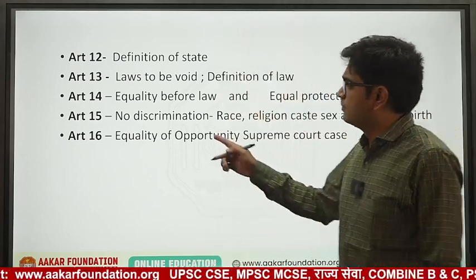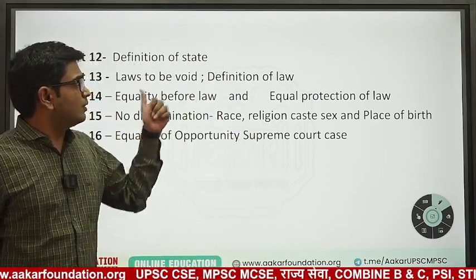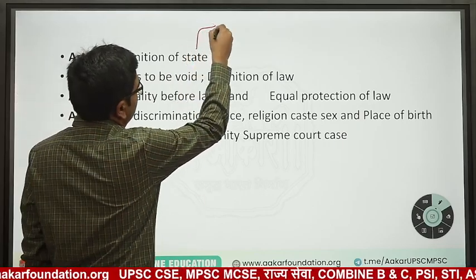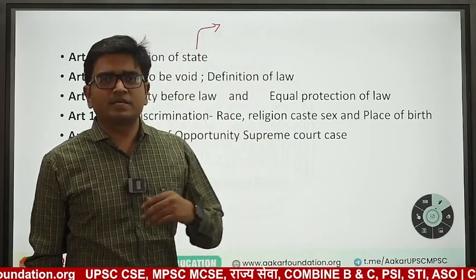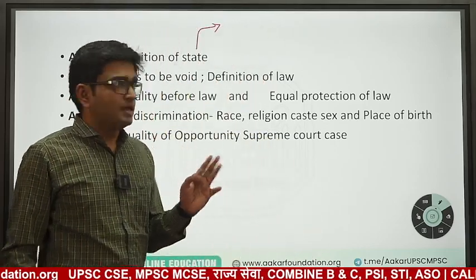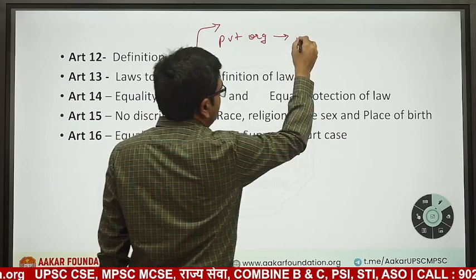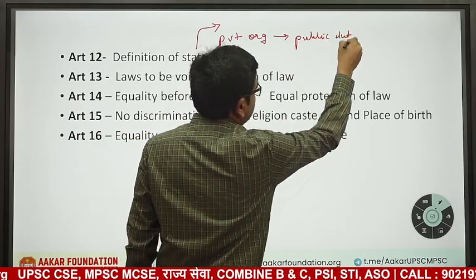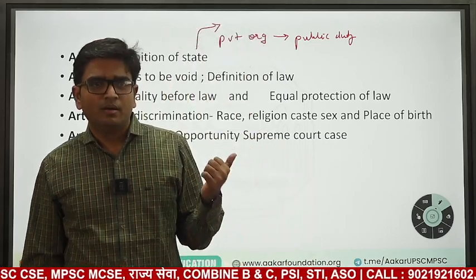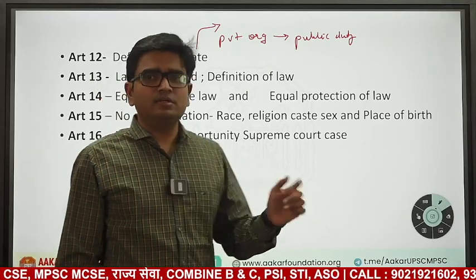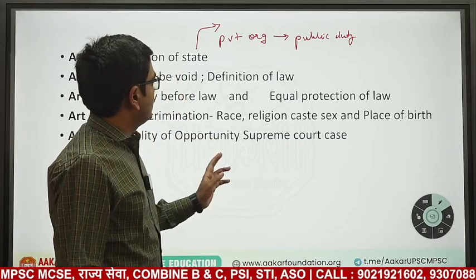Article 12 gives the definition of the state. So what does it say? What does the state mean? Article 12 says any legislature, legislative body, local body, government body, Parliament, state legislature, etc. are all considered the state. Even private organizations dealing in public duty. For example, the government might have hired a private organization to do a public duty. For example, TCS is operating Passport Seva Kendra. So TCS in that case is a public authority. It will come under the definition of the state.